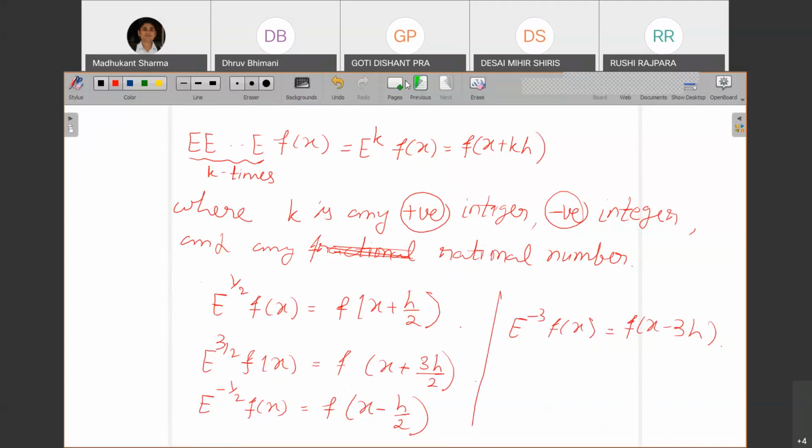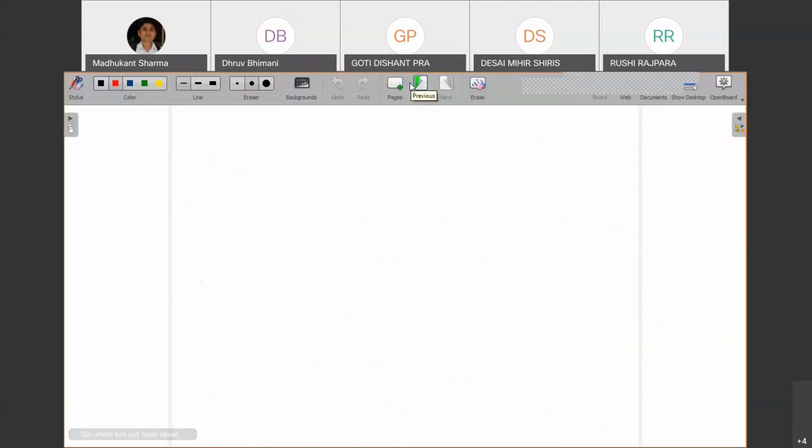Okay, right. The second operator we are going to define, and then we will identify the relations also, is the forward difference operator.